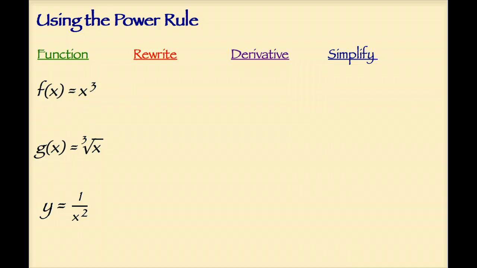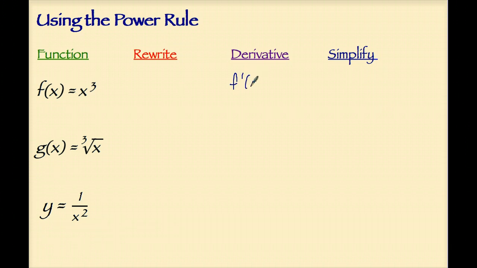Let's get started. The key to being successful in using the power rule is to rewrite your functions in such a way that you are able to use the power rule. You would want a variable to an exponent. So for this first function, we don't really need to rewrite it because it's already written in terms of a variable to an exponent. We can go ahead and take the derivative.